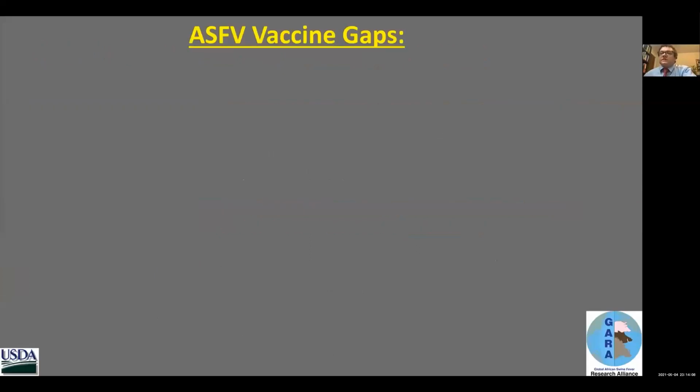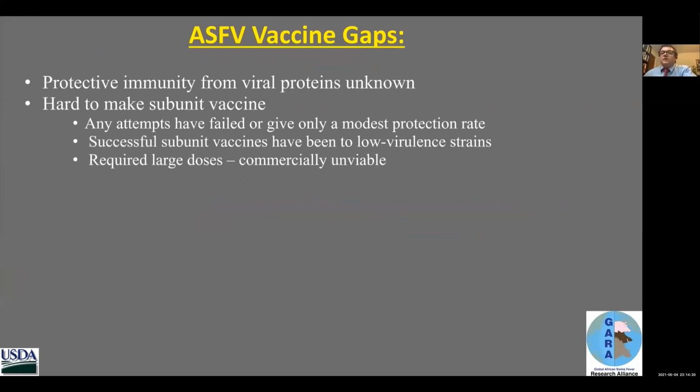So what were some of the ASF vaccine gaps? I'm just going to highlight a few of them that we talked about at our dairy meeting in Italy. Protective immunity from viral proteins is unknown, and not knowing this makes it very hard to make subunit vaccines, where any attempts have failed or gave only a modest protection rate. Successful subunit vaccines have been to low virulent strains, and these require large doses, which are in general commercially unviable.